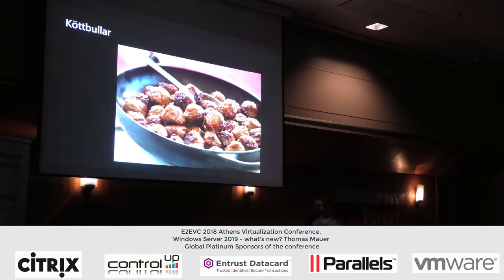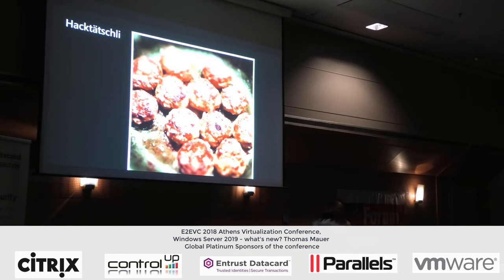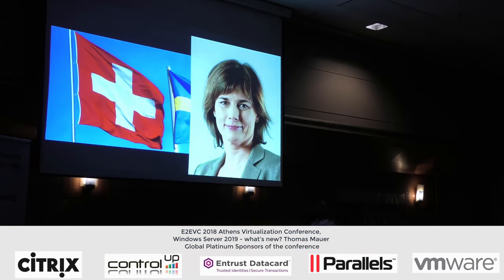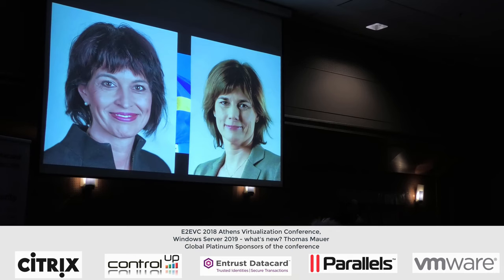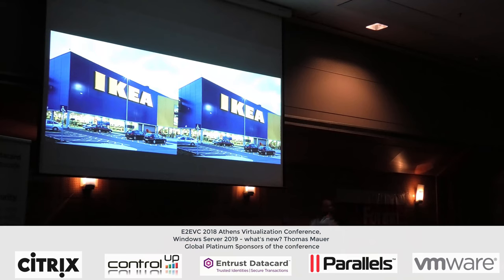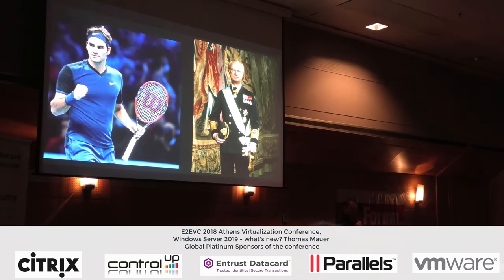This is köttbullar, one of the famous Swedish traditional foods. You can also buy them in IKEA. This is hakdachli, how we call it in Switzerland. Completely different, right? This is also very famous in Switzerland. And then we have Swedish politicians and Swiss politicians. Do not look alike at all, right? Completely different type. And then we have the largest furniture store in Sweden. This one is the largest in Switzerland. And then last but not least, this is the Swedish king. And then we have the Swiss king right here.